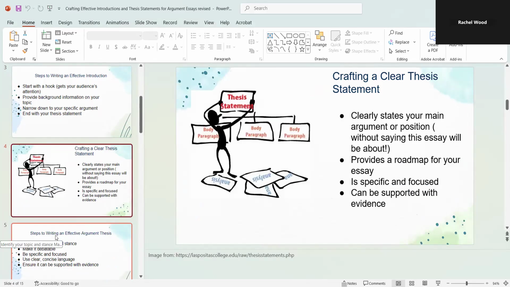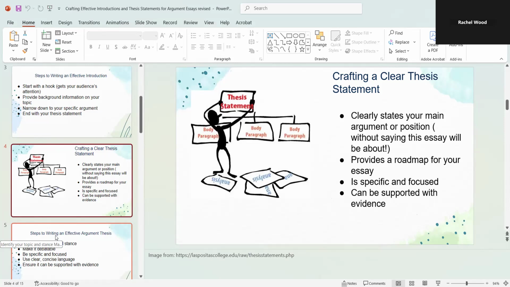But crafting a clear thesis statement will clearly state your main position without saying things like, this essay will be about, or today I'm going to talk about, or hey, have you ever heard of this? No questions, and you want to always keep it in third person. Your thesis statement provides a roadmap for your essay, is specific and focused, and can be supported with evidence.